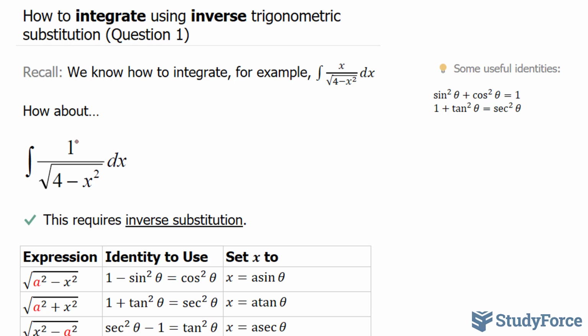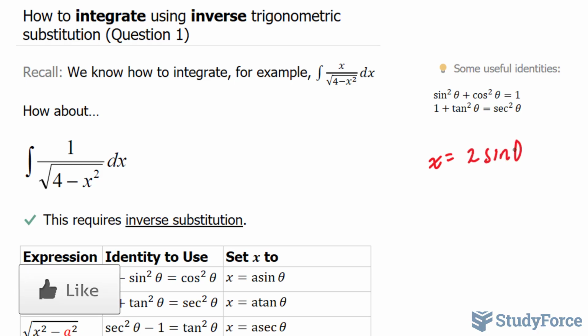Now notice that in our function, we have 4 minus x squared. This matches the expression right here, where in our case, our a value would be a 2, because only with a 2, when you square it, you end up with a 4. And since this matches our function, we have to set x equal to a, which is 2, sine theta. Here's what I mean. So set x equal to 2 sine theta.